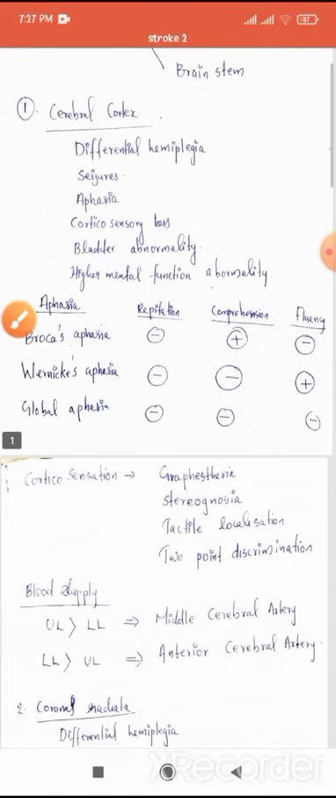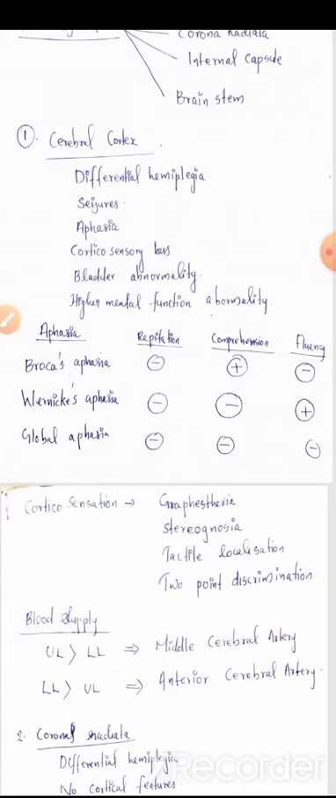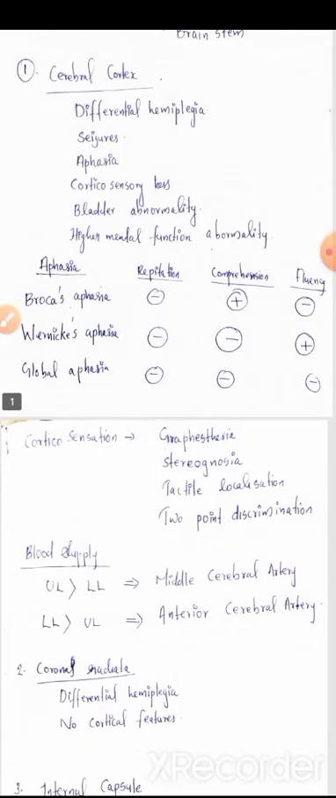Next is the corticosensory loss, and bladder abnormalities will be there. For corticosensory loss, we have to look for graphesthesia. Graphesthesia means we will ask the patient to close the eye and we'll write some letter in the hand and ask the patient which letter it is.